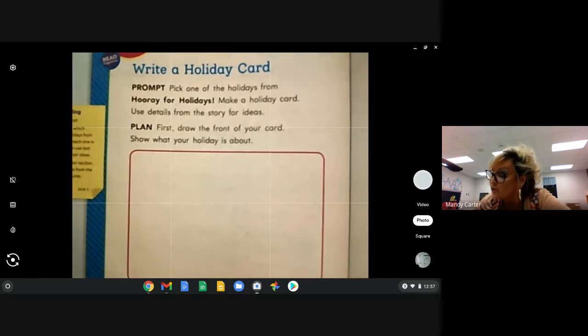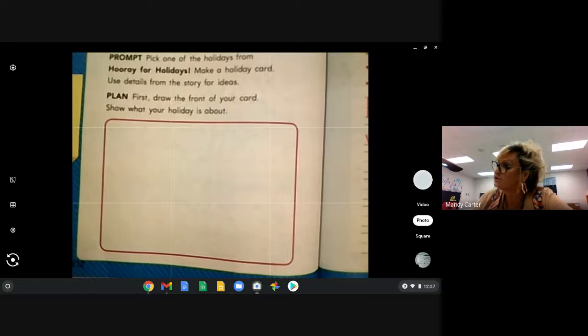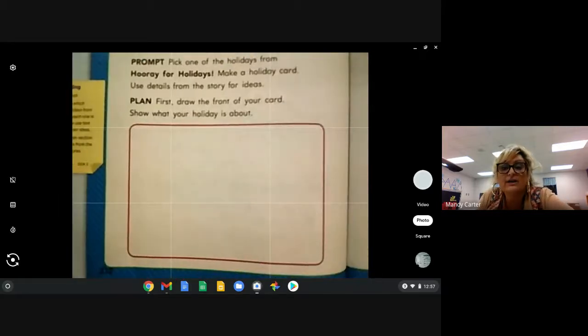Draw the front of your card and then show what your holiday is about, okay? And then write the message you want to say in your holiday card, and then share it. So do you know how you're going to share it? You're going to share it by taking a picture of your holiday card and emailing it to your teacher. And then for you virtual kids at home, your teacher can then share it with the kids in the classroom, because we'll be doing the exact same thing.